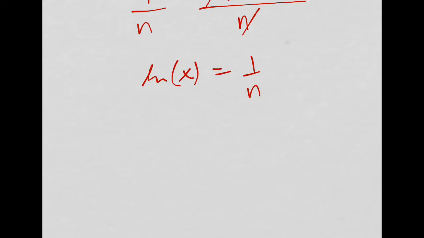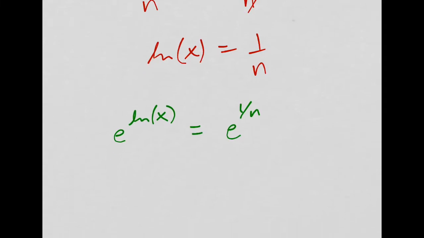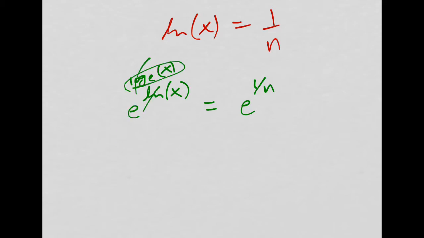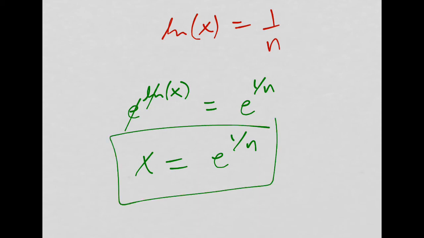And remember, anytime you're solving natural log equations, you exponentiate both sides. So I'll say e to the ln of x equals e to the 1 over n, and there's a property of logarithms that says the e and the ln cancel out, because the ln is actually log base e of x. So those cancel out. That's why the natural log goes away, and I just have x equals e to the 1 over n. And that's pretty much it.